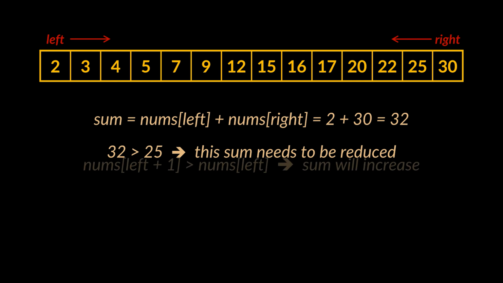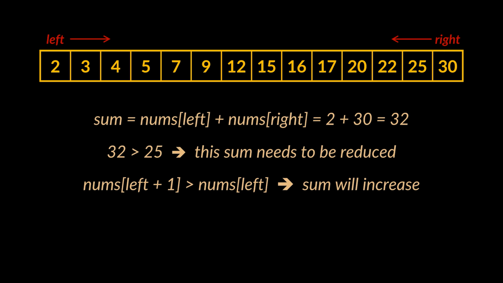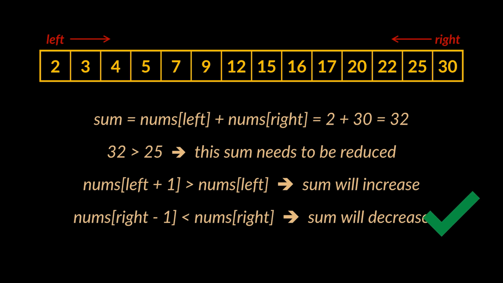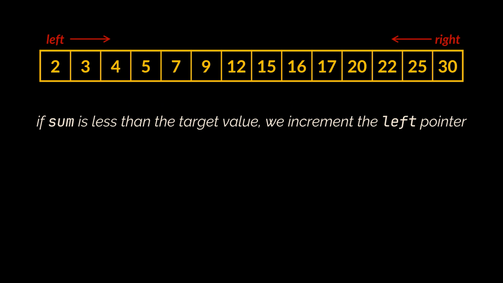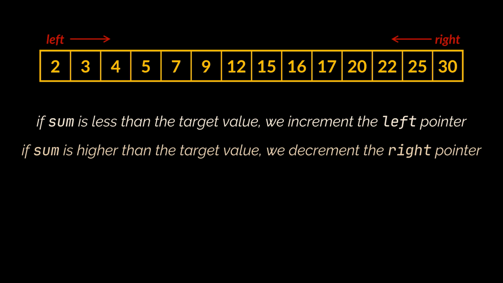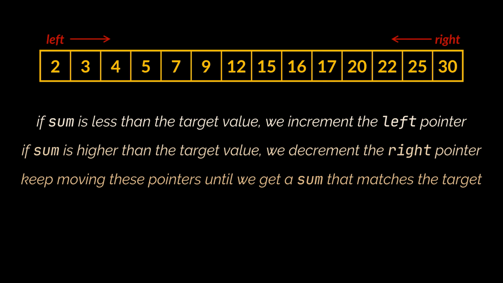Now, if we increase the left pointer, the sum will increase as well. You see, the array is sorted, therefore the element located at left plus 1 is bigger than the element at left. But if we decrease the right pointer, this sum will decrease as well, as the element located at right minus 1 is smaller than the one at right, and that is exactly what we want. So, if the sum of the values is less than the target value, we increment the left pointer, and if the sum is higher than the target value, we decrement the right pointer. We'll keep moving these pointers until we get the sum that matches the target value, or until we reach the middle of the array, meaning no combinations have been found.